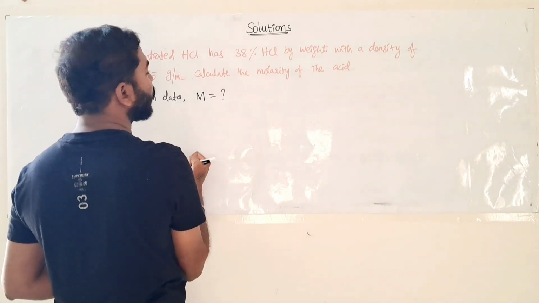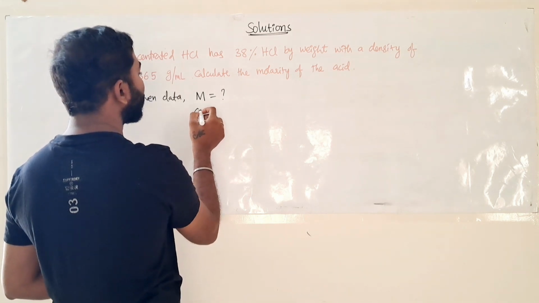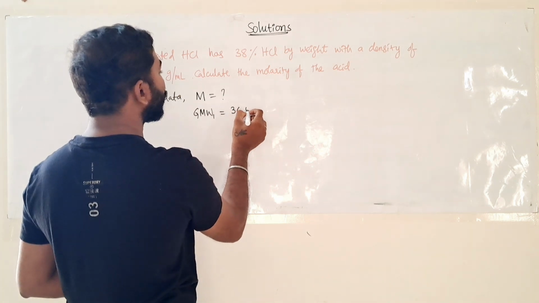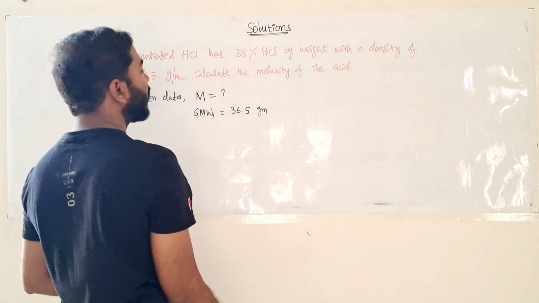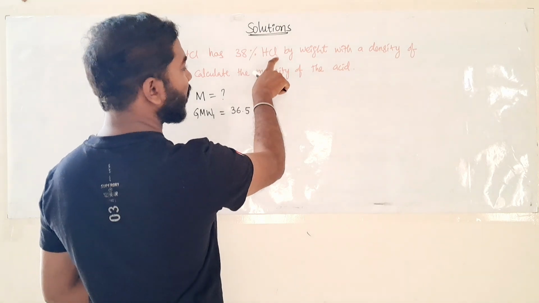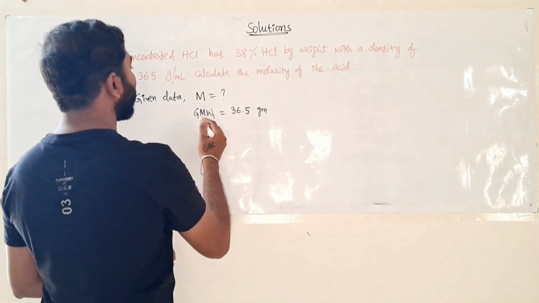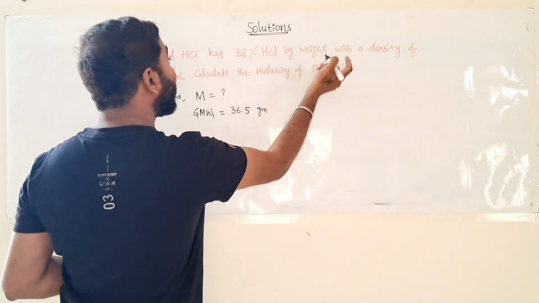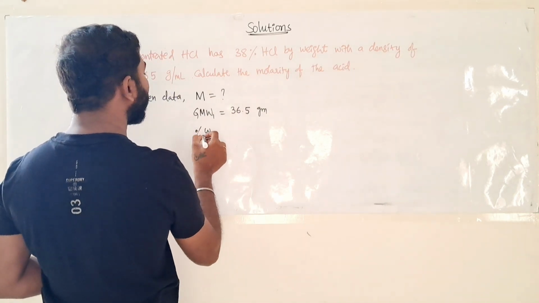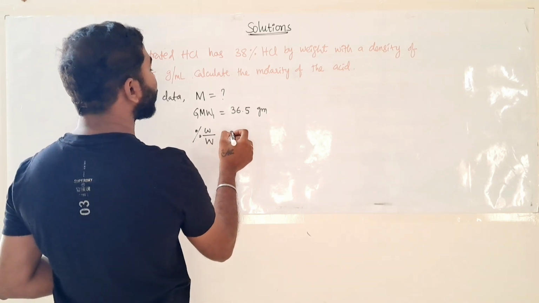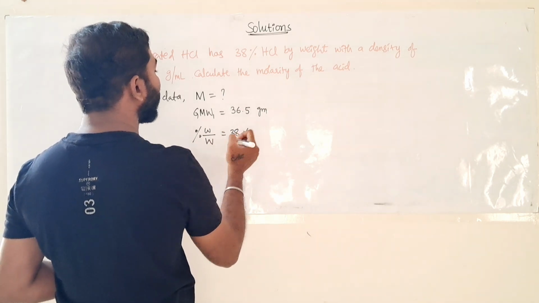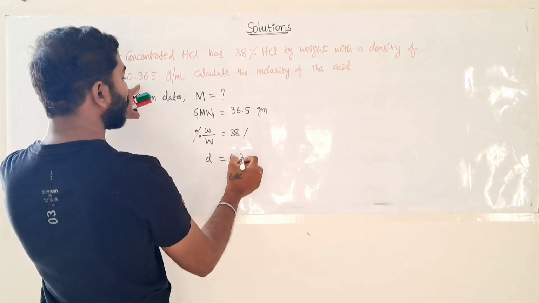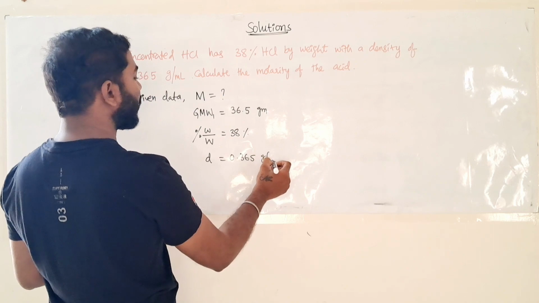They are asking us to find the molarity, and the given compound is HCl. The gram molecular weight of HCl we know is 36.5 grams: for hydrogen it is 1, and for chlorine it is 35.5. The data they have given is 38% of HCl by weight, which means they have given the weight percentage, that is 38%. And the density is also given as 0.365 gram per ml.